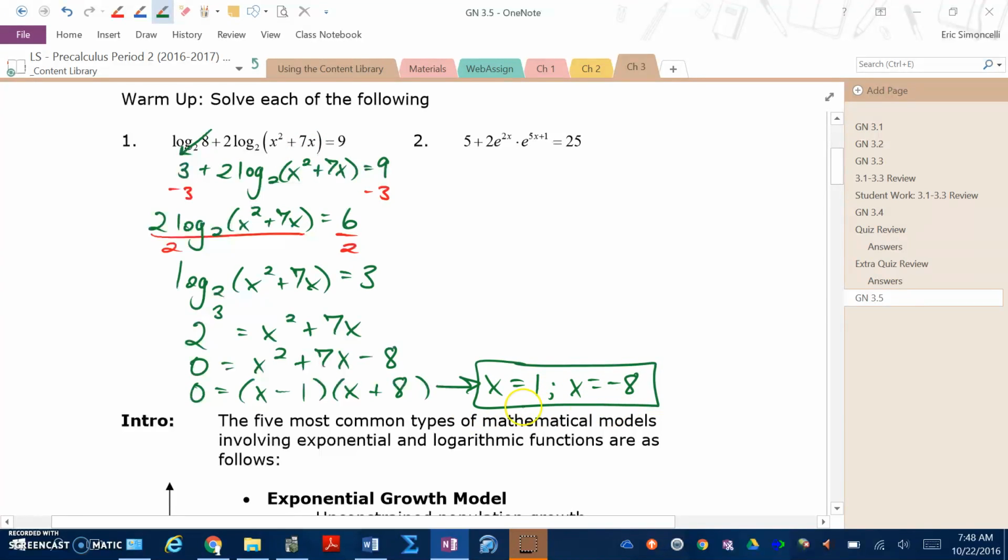Sometimes one doesn't work, sometimes both don't work. In this case, both do work. So that's your answer.